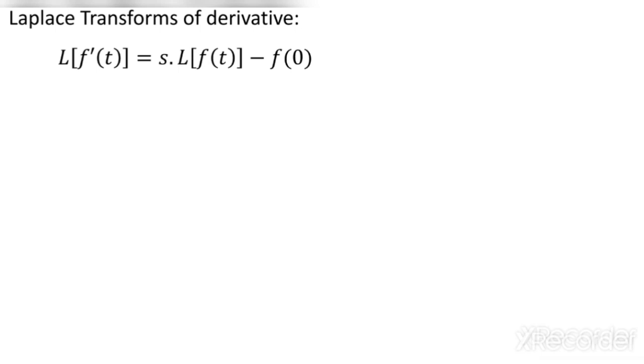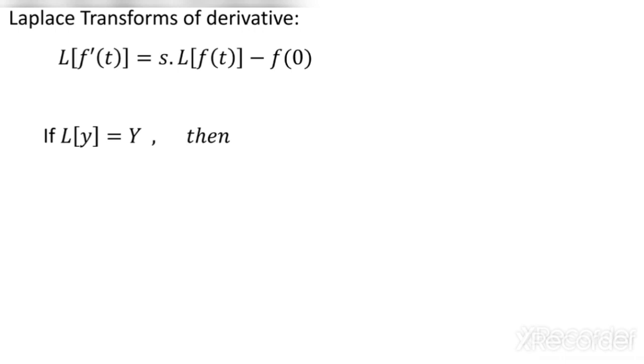So that means if I know the Laplace transform of f of t, I can get the Laplace transform of f dash of t. So the Laplace transform of f dash of t is given as s L of f of t minus f of 0. So that means if I know the Laplace transform of f of t, then the Laplace transform of f dash of t is obtained just by multiplying the Laplace transform of f of t by s, minus f of 0.